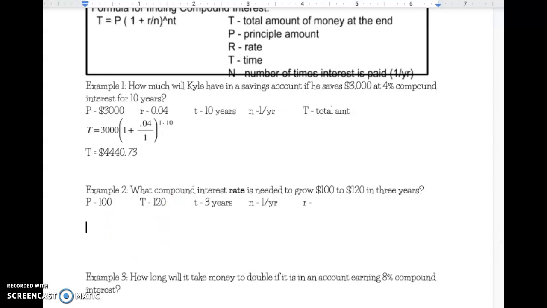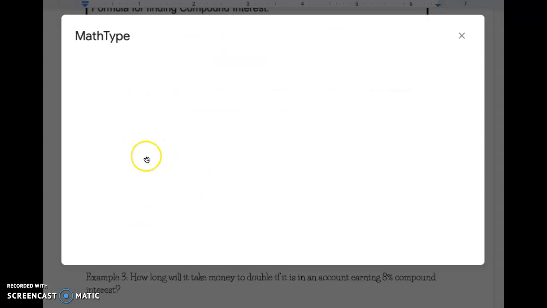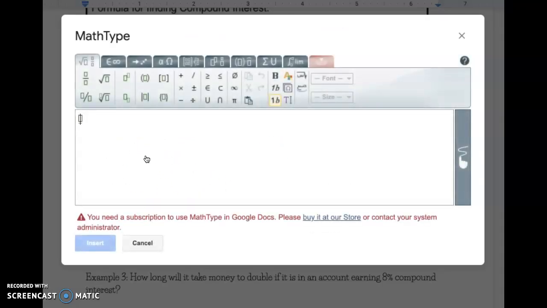Again, I'm going to open up that MathType so we can see what I'm plugging in. So the total we said was 120. We set it equal to 100 times 1 plus r over n. We don't know what our r is. We know that our n is 1. And we know it's raised to the 1 times 3.